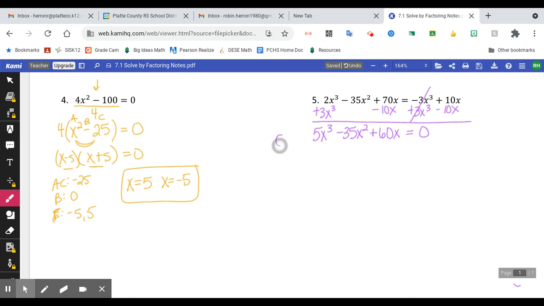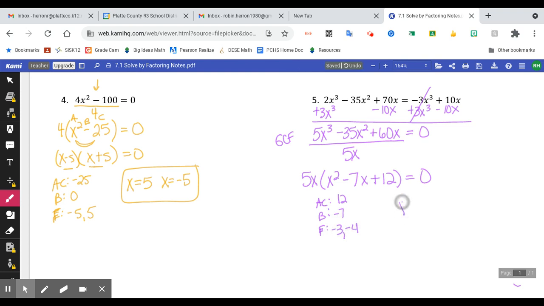Okay, I'm all set there. I do have a GCF, and it's 5x. So when I pull 5x out to the front, I'm left with x squared minus 7x plus 12 equals 0. My A, C, B, and F give me 12 and negative 7, which gives me factors of negative 3 and 4. So I have x squared minus 3x minus 4x plus 12 equals 0. And my 5x out in front.